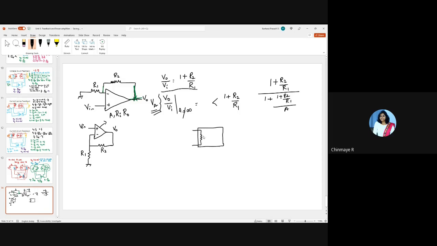So this has a finite input impedance. So this is the amplified gain times. Let this voltage be Vi. So this is amplified A times Vi. Now this has a finite output impedance R0. And one of these is grounded.